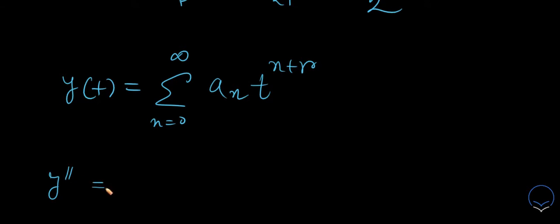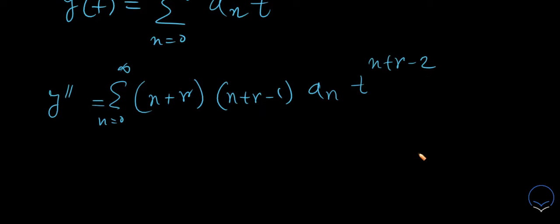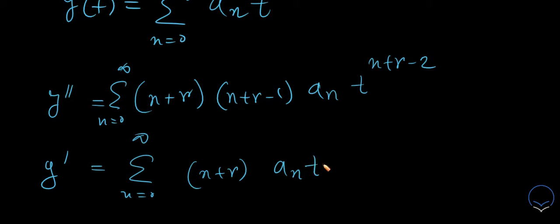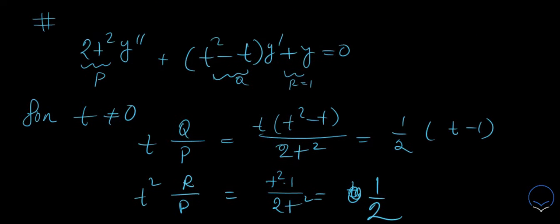So y double prime will be the sum of (n plus r)(n plus r minus 1) a_n, which is just a constant number, times t to the power n plus r minus 2, and y prime is the sum from n equals 0 to infinity of (n plus r) a_n t to the power n plus r minus 1. This is simple differentiation. Now you just need to put these two things into this differential equation.